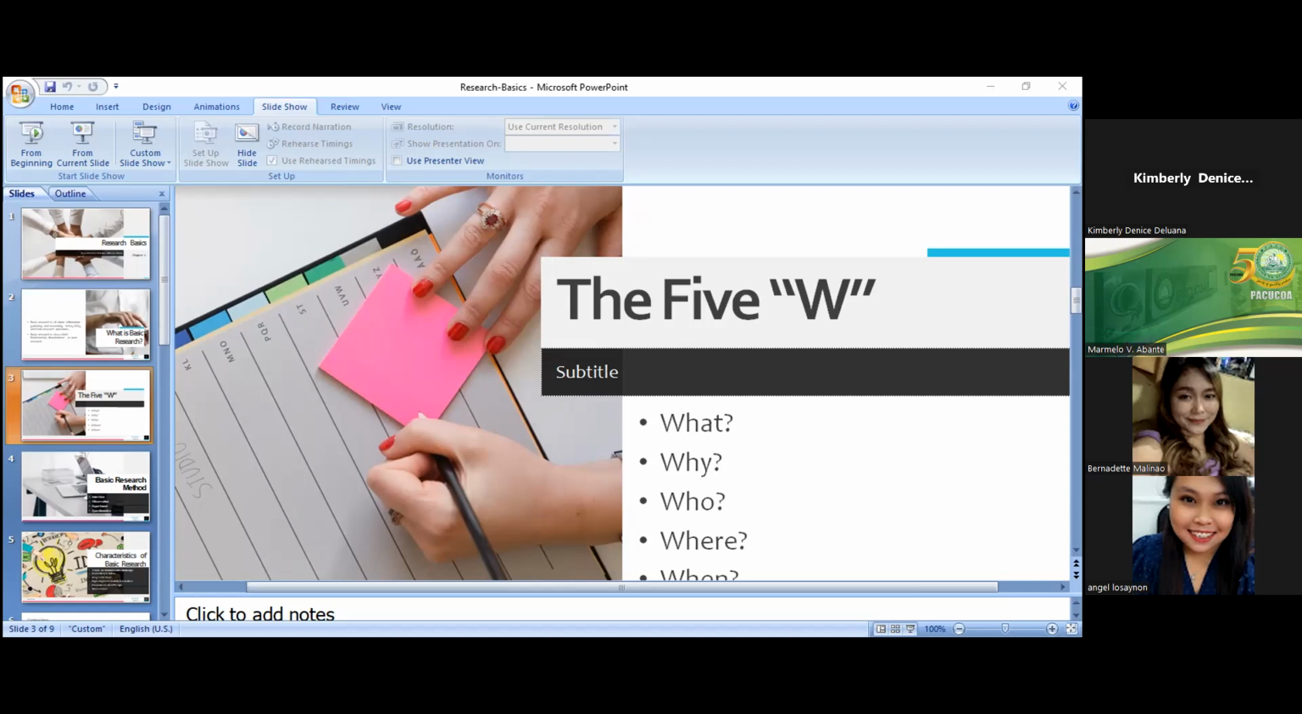Next is basic research method. First is the interview. An interview is a common method of data collection in basic research that involves having a one-on-one interaction with an individual in order to gather relevant information about a phenomenon. An interview can be structured or unstructured depending on the research.